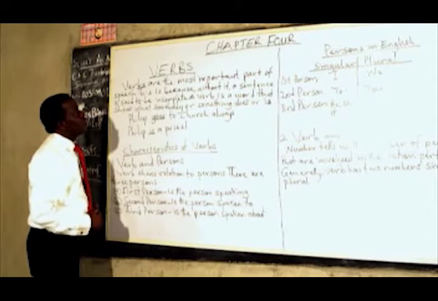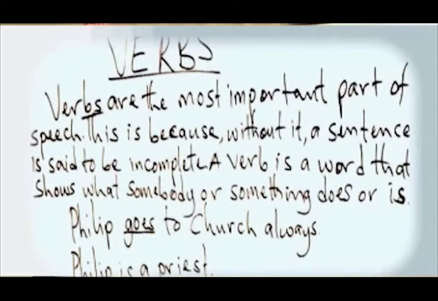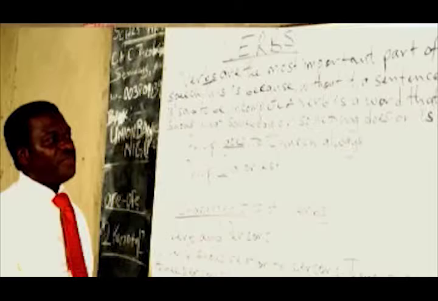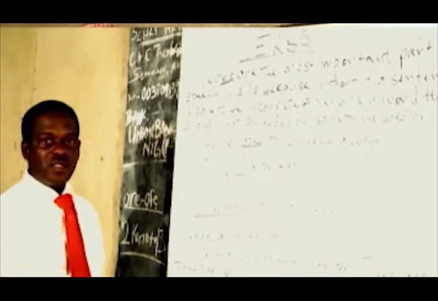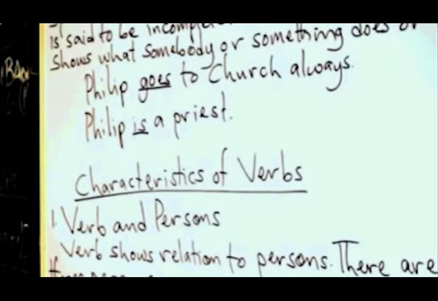Verbs, chapter 4. Verbs are the most important part of speech. This is because without it, a sentence is said to be incomplete. A verb is a word that shows what somebody or something does or is. We have two examples on the board to explain this. Number one, Philip goes to church always. Number two, Philip is a priest.